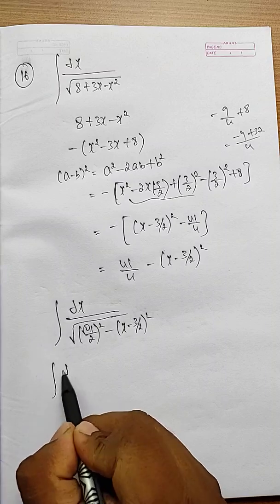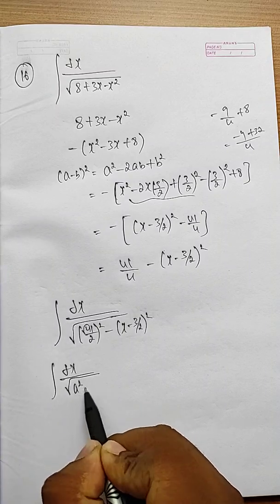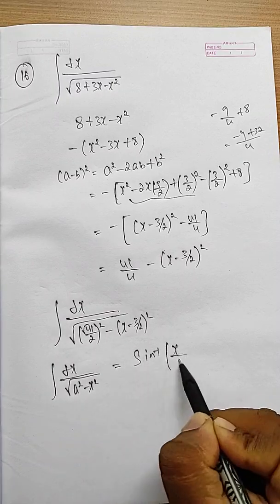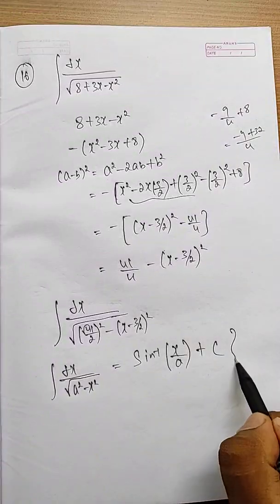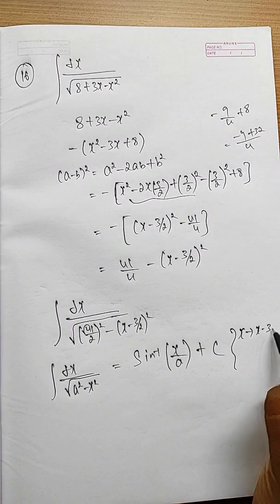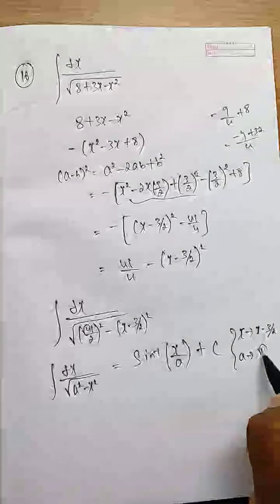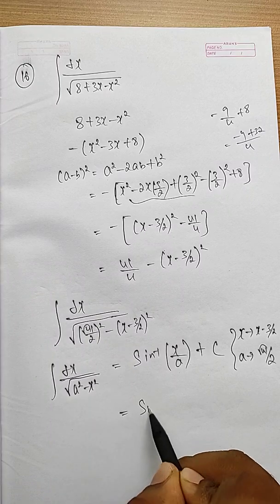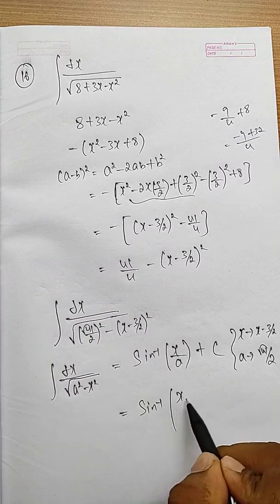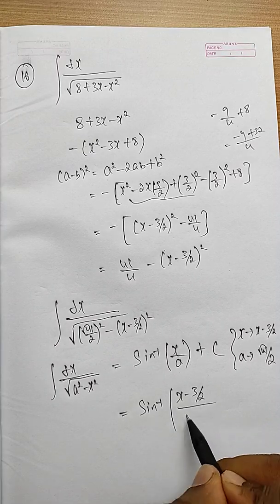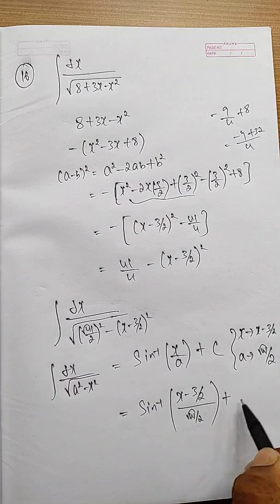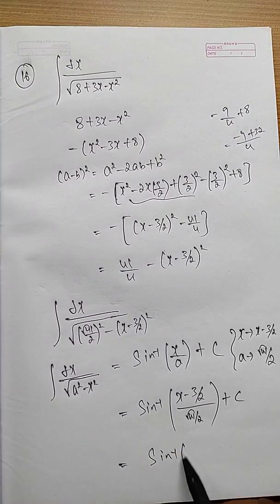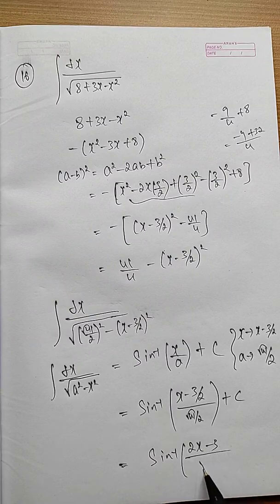So this is integration of dx by root of 41 by 4, that means root 41 by 2 whole square, minus x minus 3 by 2 whole square. So it is in the form of integration of dx by root of a square minus x square, which is equal to sin inverse x by a plus c. So x is replaced as x minus 3 by 2, a is replaced as root 41 by 2, plus c. Is it clear? Now this is equal to sin inverse 2x minus 3 by root 41 plus c.